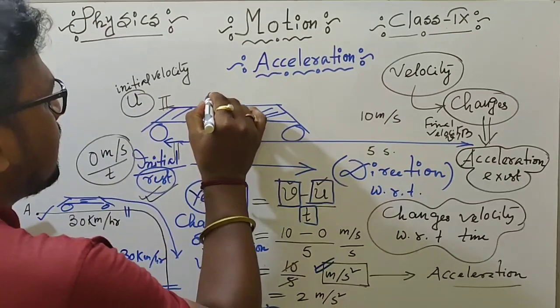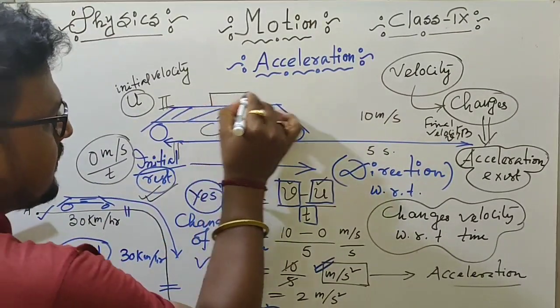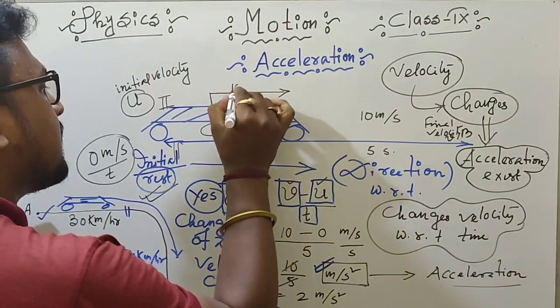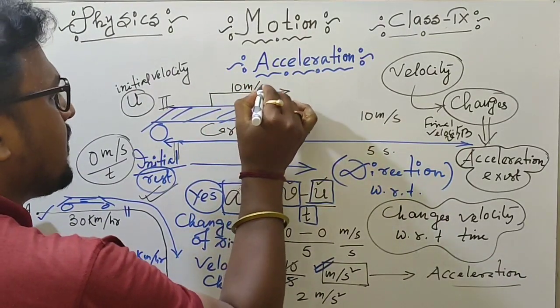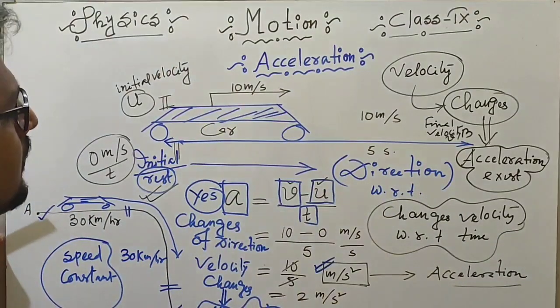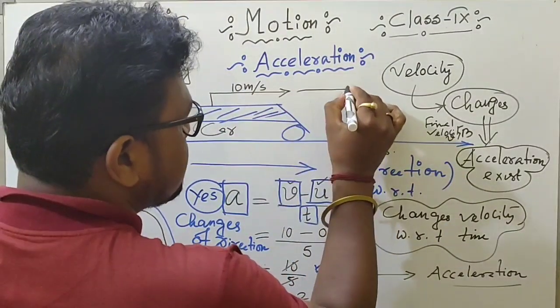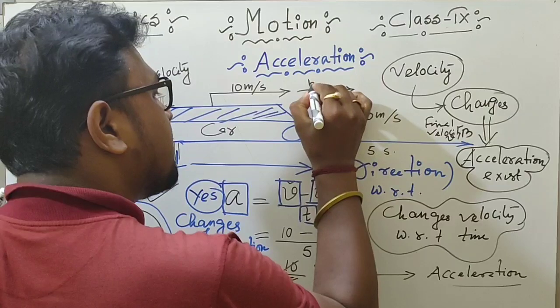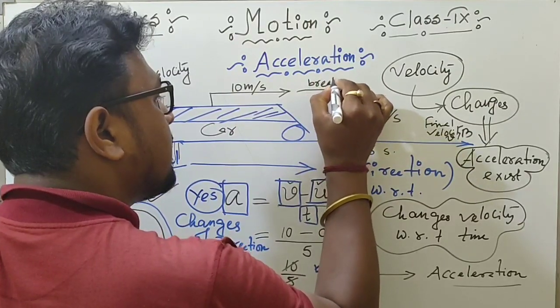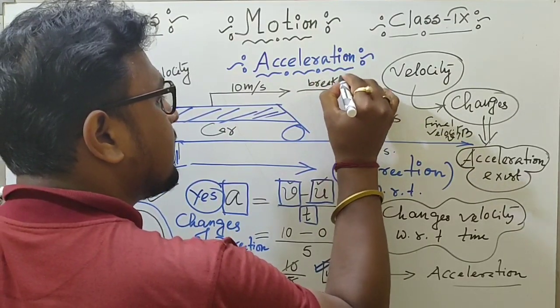if a car is traveling a certain distance at 10 meter per second speed, and after a certain distance the driver brakes the car.